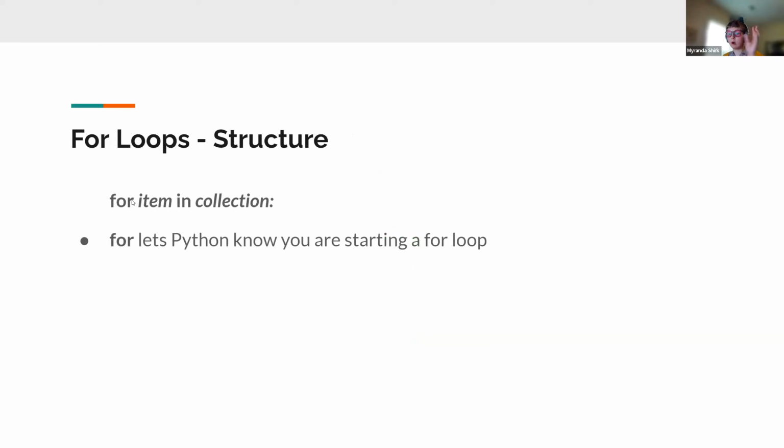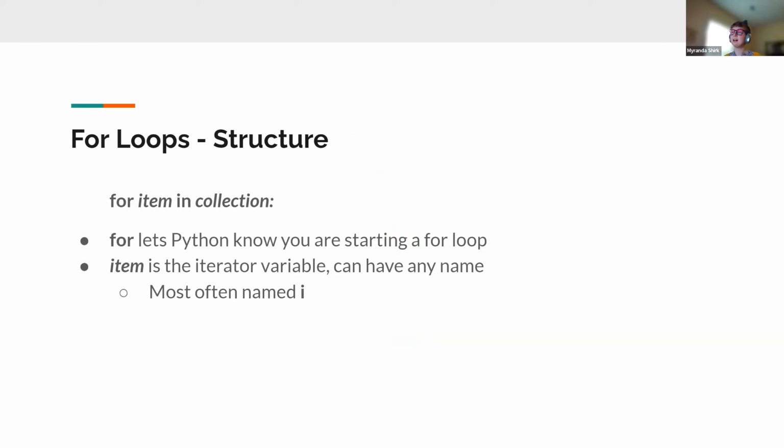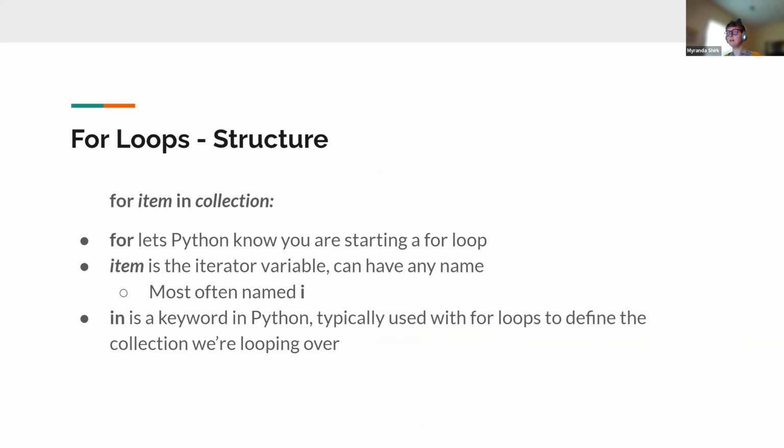So the structure of this is for item. I italicize this because this will usually be a variable or something in collection. So that for keyword lets Python know that you're starting a for loop. Item is the iterator variable, and it can have any name. Most often it's named I. So you'll say for I in. In is the keyword in Python typically used in for loops to define the collection we're looking over. And then the collection is the set of items that you want to iterate over. So kind of some abstract words here.